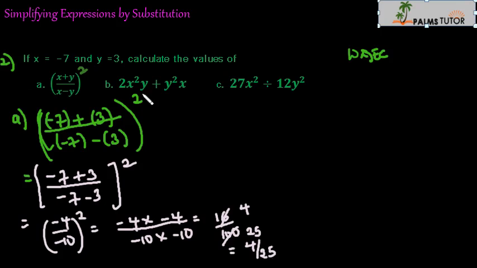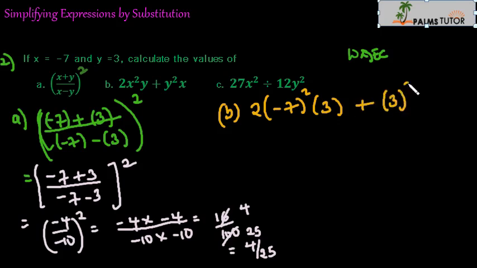I'll do the second one, pick another one and solve. Let me solve the b part of it. So we have 2x squared. Now this square only applies to x. That's the mistake some students make. It only applies to x, not to y, and this square here only applies to y, not to x. So let's substitute for our figures. We have 2, x is minus 7, so we are squaring it, and y is 3, plus y squared, so we have 3 squared, and x is minus 7.